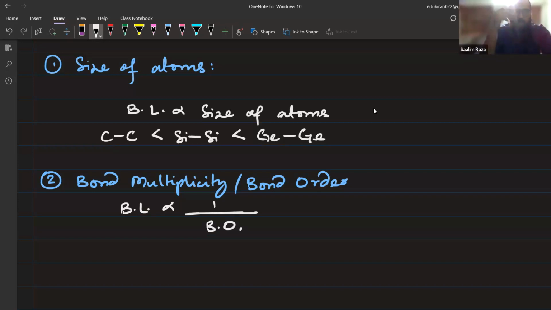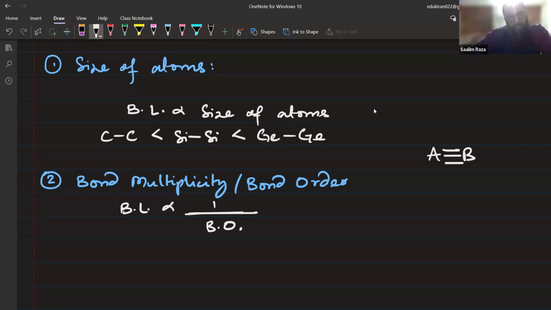If it is a single bond, then it is going to be one bond order. Bond order is equal to one, or bond multiplicity is equal to one. If there is a double bond, then it is two. So if we have more bonds, there will be more attraction between the atoms. If I have a single bond, there is little attraction. If I have two bonds, then there is more attraction. So things are going to get closer. If I have one more bond, then there will be more attraction. As the bond order increases, the bond length will decrease because there will be more attraction.